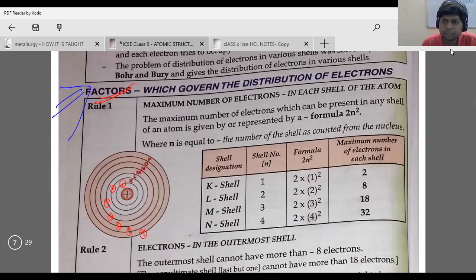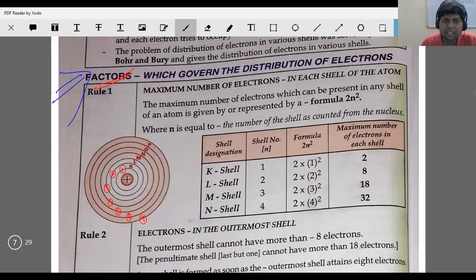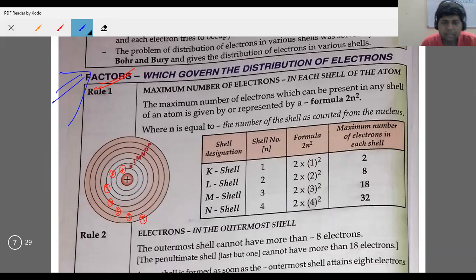And simultaneously there is another notation also. This is called KLMN. Shell number 1 is designated as K, shell number 2 as L, then M, N, O, P. Next one will be Q. Like this, the series goes on. And how many electrons can be accommodated in each shell is given by 2n square, where n is the shell number.